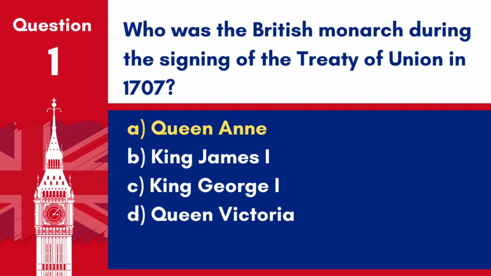Answer A. Queen Anne. Queen Anne was the monarch during the signing of the Treaty of Union in 1707, which united the kingdoms of England and Scotland into Great Britain.